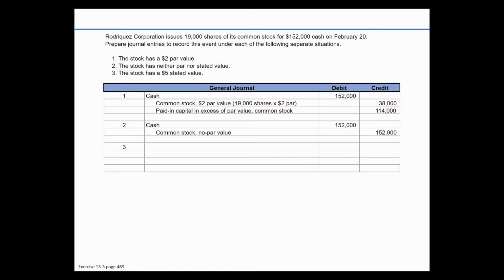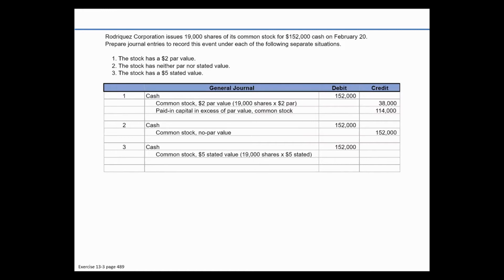The third example would be if we sell a stock at a stated value. And so in this case, the Rodriguez company is selling 19,000 shares of stock with a $5 stated value. So we would debit cash in the amount of $152,000. Again, that's the amount of cash that Rodriguez company is receiving.